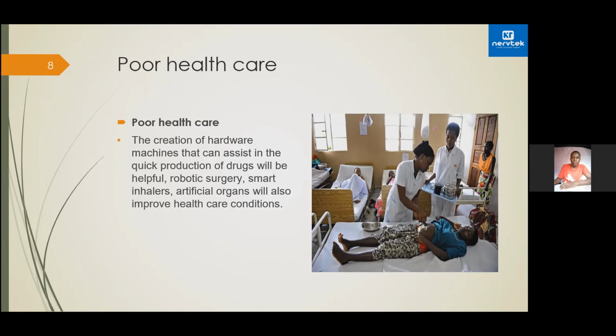There are also artificial organs, especially artificial heart, artificial lungs. There are people on earth whose hearts cannot pump enough blood around the body. So they create small hardware systems that are attached to the body that help in the pumping of blood. So with all this, in poor healthcare, hardware can really contribute to the saving of many lives in Africa.